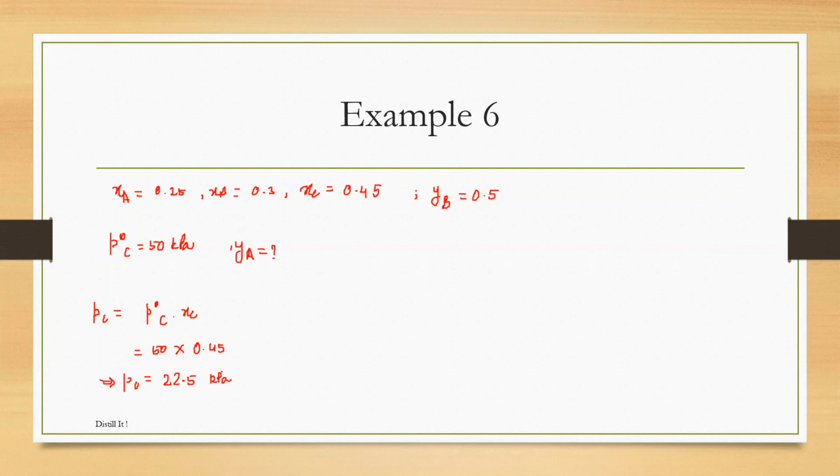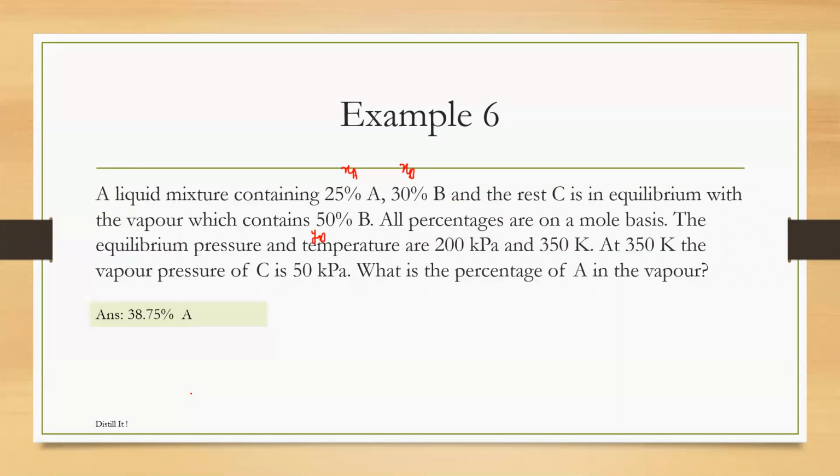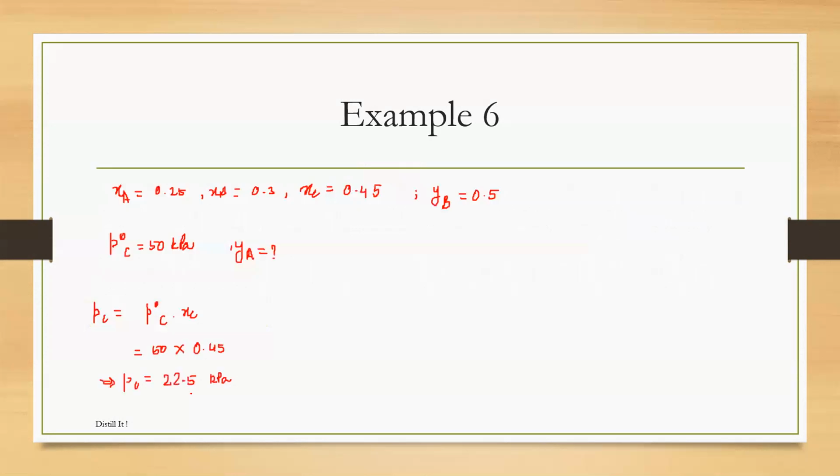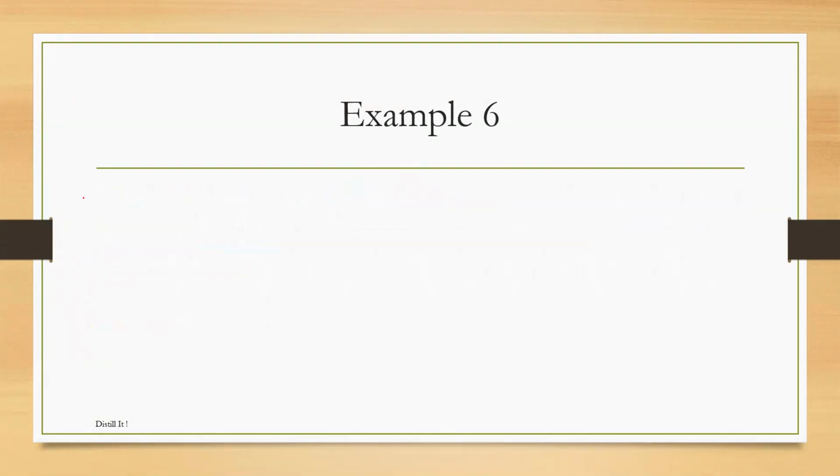Once you get PC equals to 22.5 kilopascal, and they have given that the total pressure P is 200 kilopascal, hence we can get YC is equal to PC upon P, that is 22.5 upon 200. Hence, YC is equal to 0.1125.